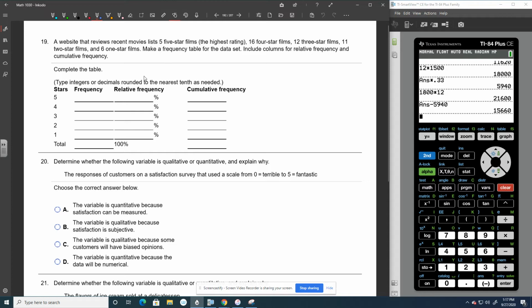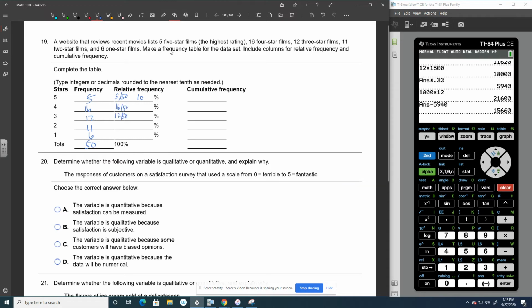Okay. It tells you a website reviews recent movies. It lists 5-star films. There's 5 of them. There's 16 4-stars. There's 12 3s. There's 11 2s and 6 1s. So total, you would add those up. That gives you the total, and you use that to get the relative frequency. So this is 21, 33, 44, so that's 50. This would be 5 out of 50, so that's going to be 10%. This is 16 out of 50. This is 12 out of 50, and so on.